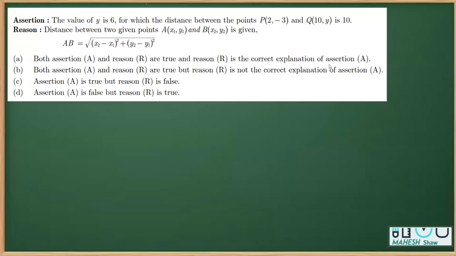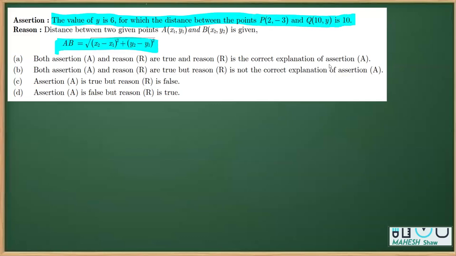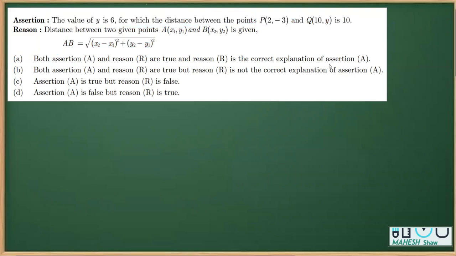In this question from the assertion reasoning coordinate geometry, it says the value of y should be 6 for which the distance between the points P and Q are this. And they say that the reason is this. Let's first figure out the assertion part. We know that the distance between any 2 points is given by this.